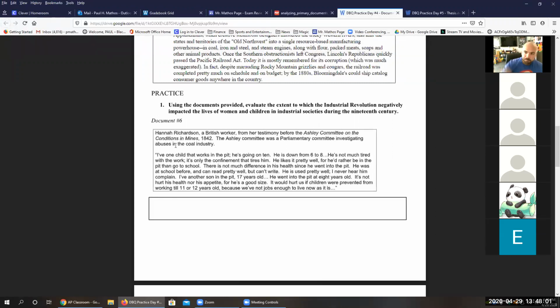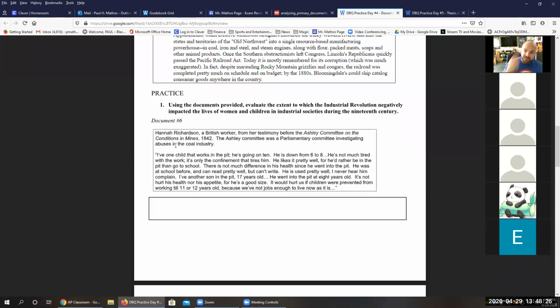So clearly, this document, somebody is trying to make Hannah say things about the coal mines. This is her testimony. This is what she's saying to the people that are investigating. So she's saying she's got the child, and obviously things are bad in there. Conditions are bad. We know this. This is where your content comes into play.